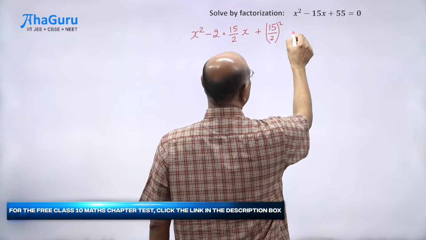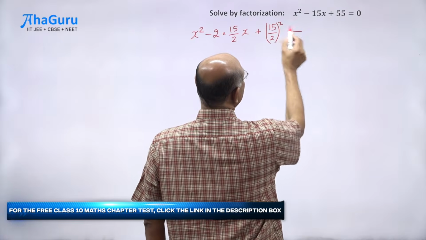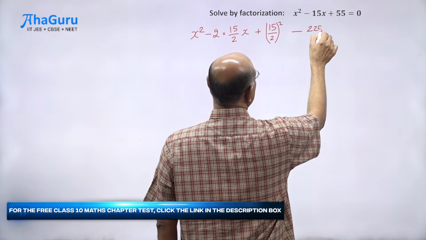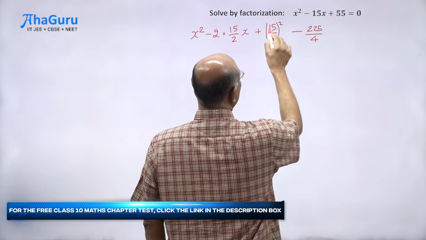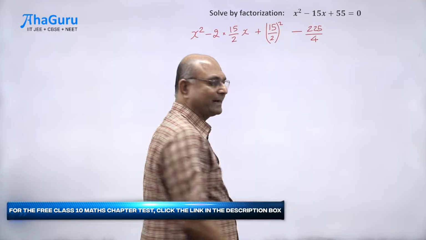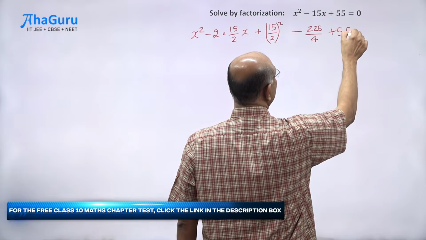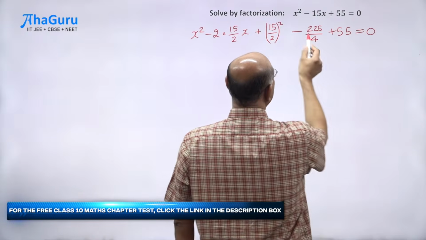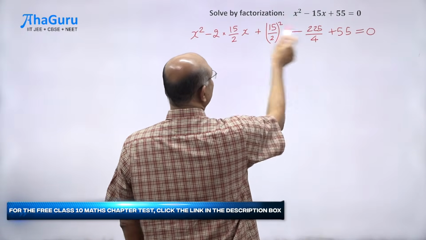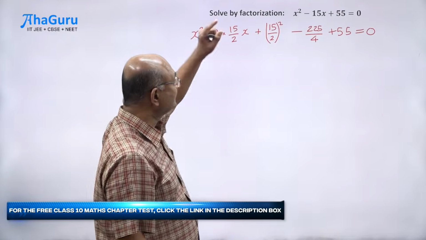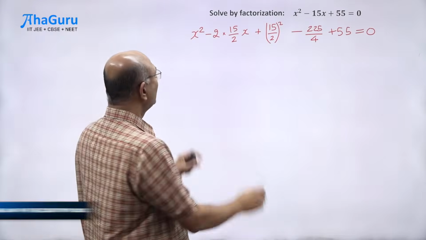Well, what I will do is I will write the actual value itself. 15 square is 225. 2 square is 4. So I have added 225 by 4. I have subtracted 225 by 4. But there's already 55. That I must bring it back. Equal to 0. These two are equal. Effectively you are cancelling. And you see that nothing has changed. It is the same question that I have rewritten like this.